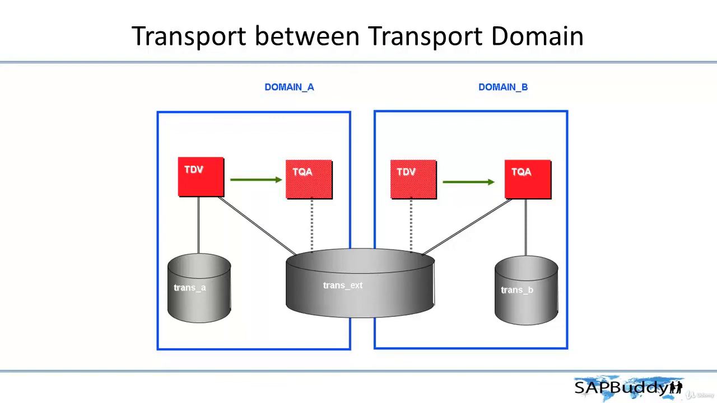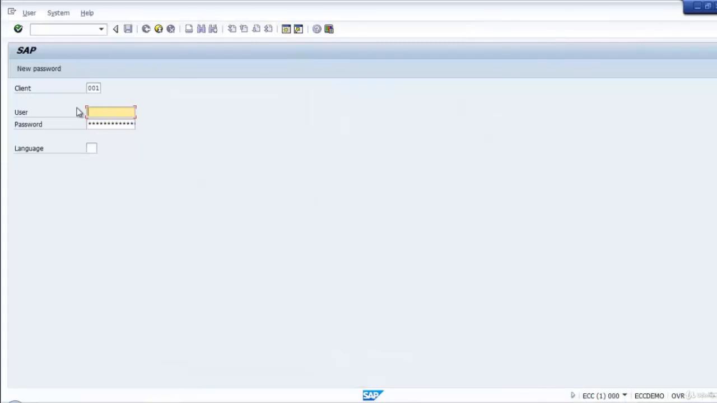Let's see how we link two different domains in our SAP systems. Let's go to our SAP system. We will use our SAP systems ECC and ECQ. Then we will create two different domains for ECC and ECQ. Then we will see how we can link these two domains. So let's go to ECC, client 000.